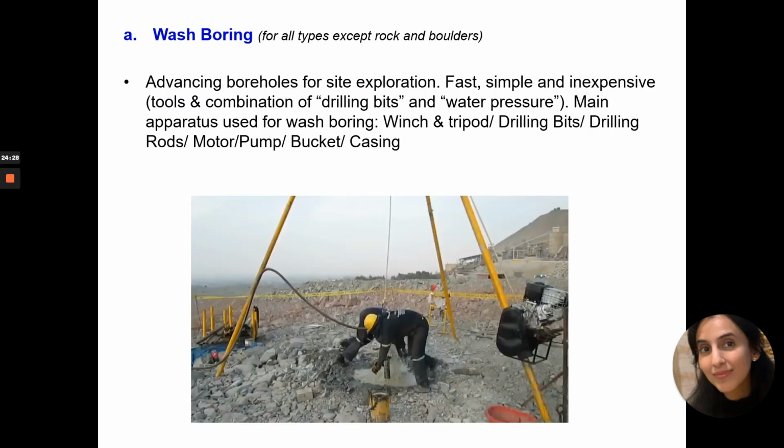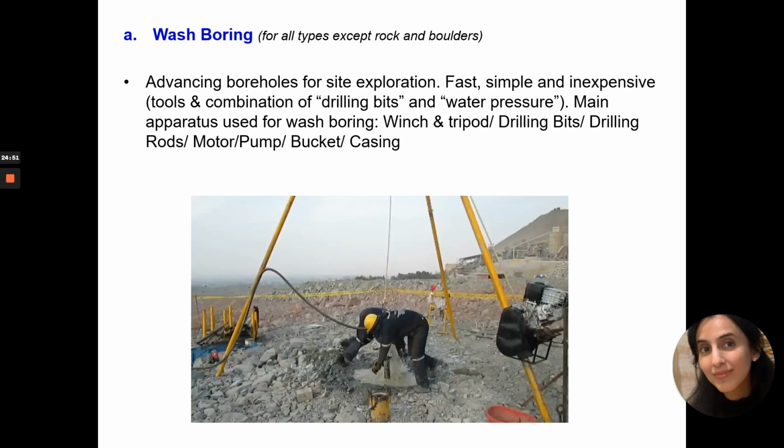Wash boring. It's for all types of soil except rocks and boulders, and also soft clays. Advancing boreholes for site exploration, that is the purpose of wash boring. It is fast, it is simple, and it is inexpensive. It's simple, just see, because of the tools.